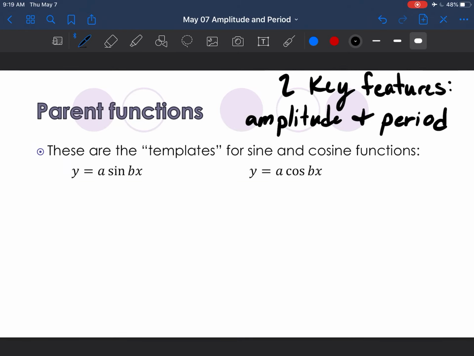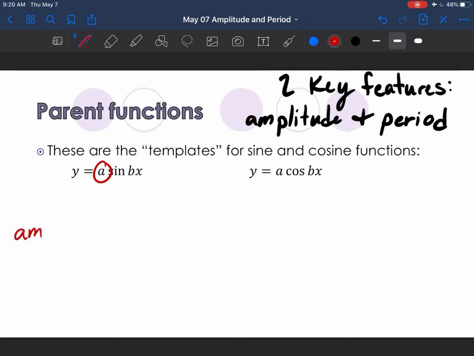But anyway, your parent functions for sine and cosine would just be y equals sine x or y equals cosine x. That'd be your most basic one. Now these are the templates for the more complicated graphs that have changes made to them. So what you're going to focus on are these key features of amplitude and period. First we're going to start with A, which is basically just whatever number is in front of the sine or cosine. A is what you're going to use to find your amplitude.